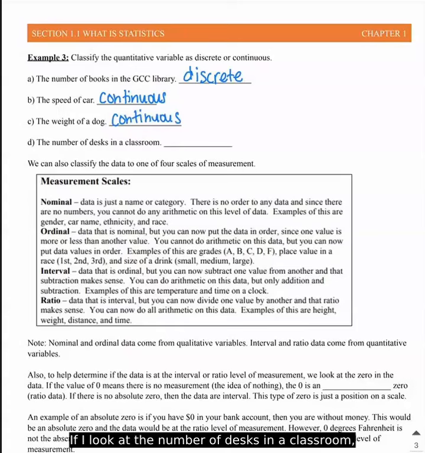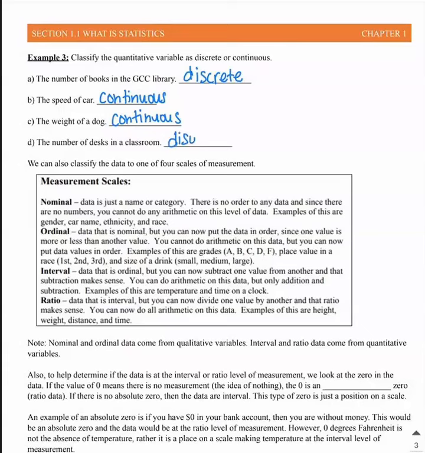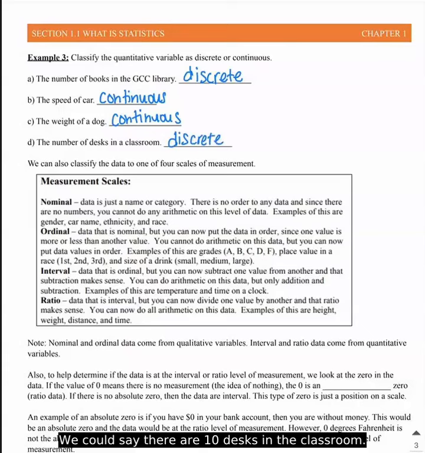If I look at the number of desks in a classroom, this would be a whole number. We would not have a decimal of a desk. So in this case, the number of desks in a classroom, we would say is discrete. So we could say there are 10 desks in the classroom. So that's a little bit about discrete and continuous. Based on whether it's discrete or continuous, we can do different things with the data, and we'll take a look at that a little bit later in this class.